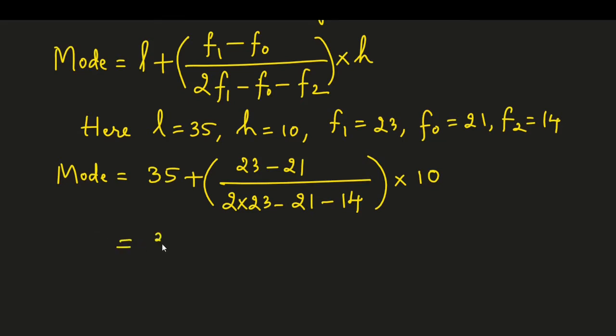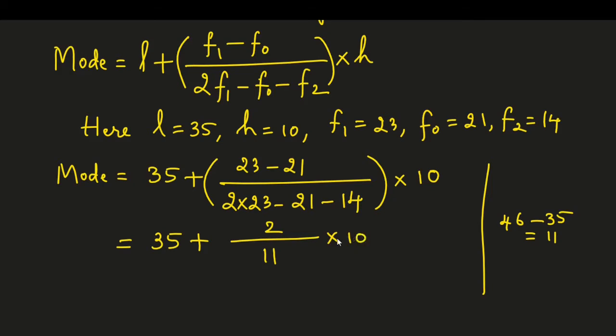This is equal to 35 plus 23 minus 21 is 2 by 2 into 23 is 46 minus 21 minus 14. 21 plus 14 is 35. So 46 minus 35 is 11. So 2 by 11 into 10. This is equal to 35 plus 20 by 11. What is 20 by 11?